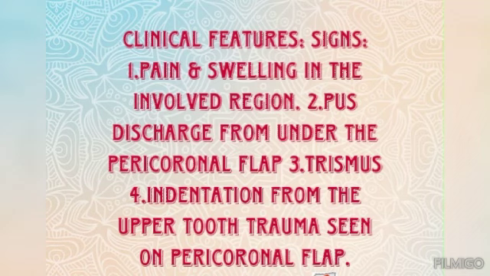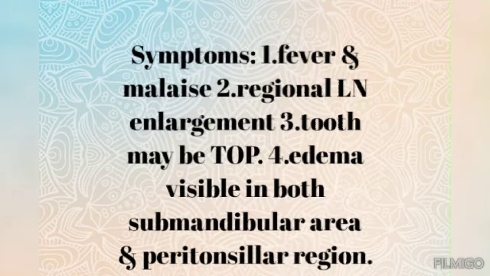Next, moving on to clinical features. The first one is signs. What are the signs? Pain and swelling in the involved region and pus discharge from under the pericoronal flap. There may be associated trismus if the lower third molar is involved, and indentation from the upper tooth trauma may be seen on the pericoronal flap. These are the signs for pericoronitis.